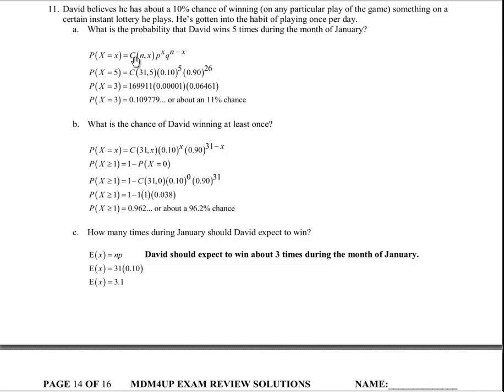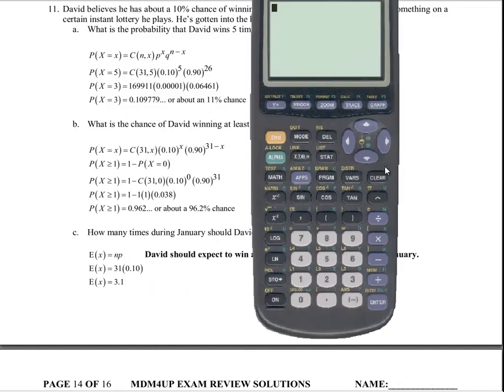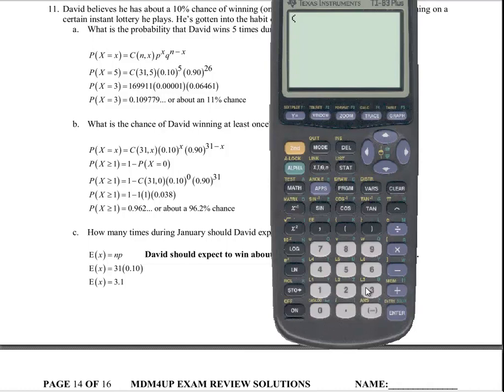And this would be binomial because he thinks his chance of winning is the same every single day. So the probability is not changing, so that's why we use binomial. Now, N would be 31 because there are 31 days in January. And we're trying to find the probability he wins 5 times. That's why the little x is 5. So 0.1 to the 5th, and then the 0.9, which is the probability of losing, to the power of 31 minus 5, which is 26. So that's the calculation. So we would go 31 choose 5.